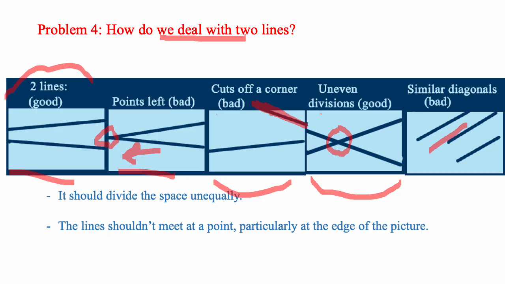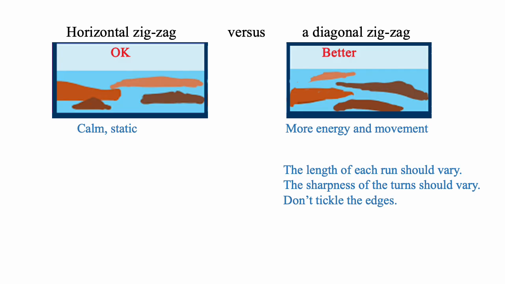And when we have a series of diagonals, don't have them all slanting exactly in the same direction. Here I compare a horizontal zigzag where the horizontal lines are staggered. And here I have a diagonal zigzag where the diagonal lines are staggered. Now, the first one is calm and static, and the second has more energy and movement. These shapes could be like flowers on a table, or lily pads, or puddles, or islands. And what you want is the length of each run to differ, and the angles between them should also differ.